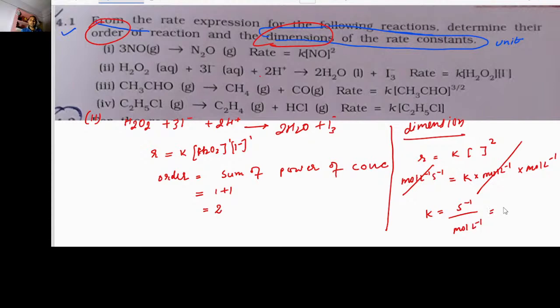Now you rearrange this one. So mole will go in the numerator, so mole inverse. Liter will go in the numerator. Here is the negative sign, so liter will become positive. Liter, and second inverse is already there. So mole inverse, liter, second inverse. This is the answer, student. Okay. Now let's go with the second one, student.